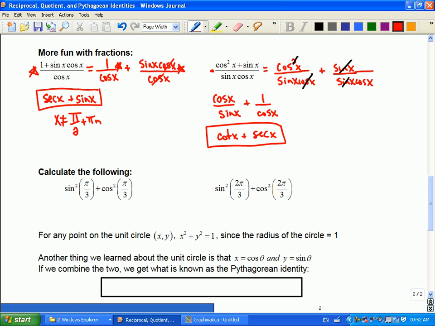Now I have to take a look at my fraction here. That's my fraction. So there's two possible places. If sine is equal to 0 or cosine is equal to 0, that would be the problem. So x can't be equal to pi n, and as well pi over 2 plus pi n, or your calculator would explode.